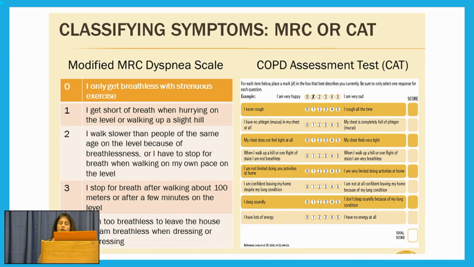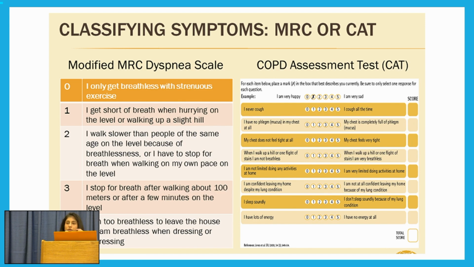So if we are trying to classify COPD, there are 2 scales that we can use. There never is really a head-to-head trial saying one is better than the other. They're used pretty much symbiotically, used together every time patients come in. So there's the modified MRC dyspnea scale and the COPD assessment test.